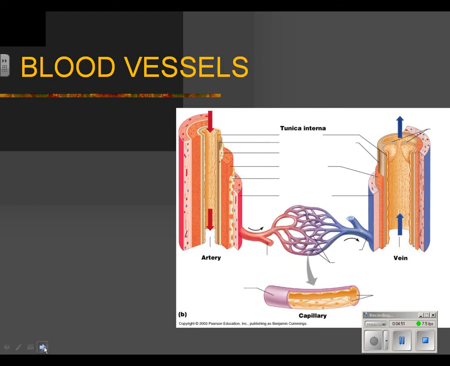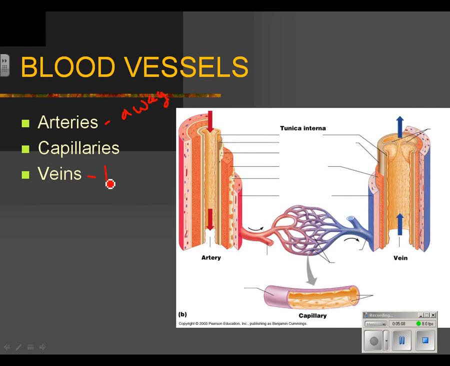So blood vessels then. There are 3: arteries, capillaries, and veins. And again, one-way streets. Okay? Every blood vessel is a one-way street. So an artery is going away from the heart, veins are going to the heart, and capillaries are in between.